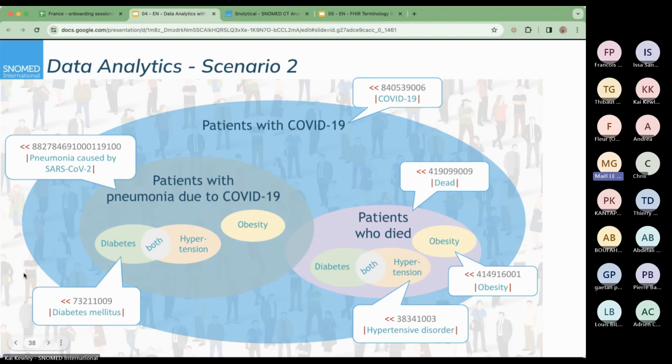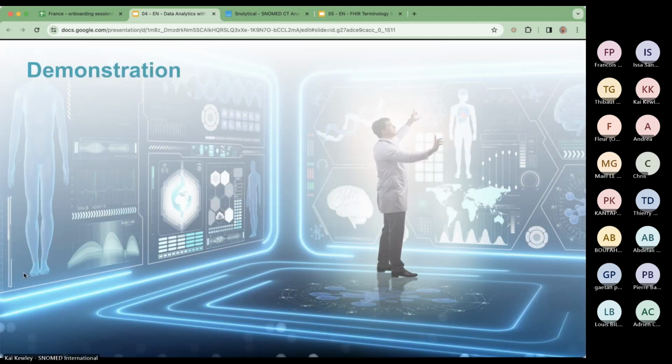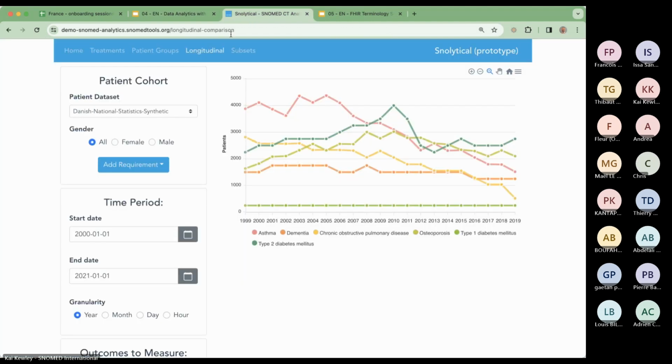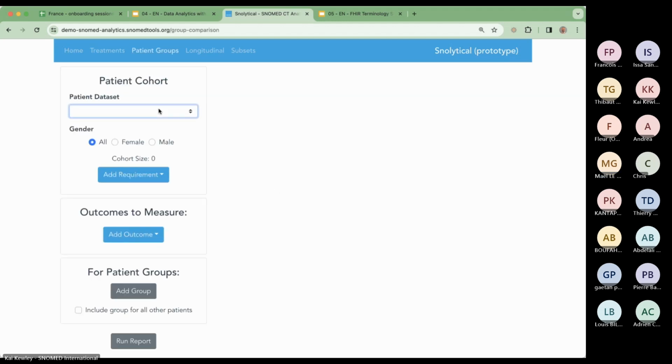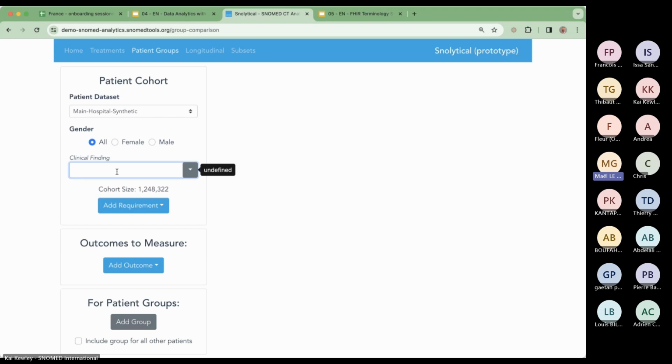So we're going to do that now in the analytics tool. So this is the second function of the analytics tool, the patient group comparison, identifying patient groups who are particularly vulnerable to some condition. We've got another synthetic data set. It's just over 1 million patients. We're not interested in all of them for this cohort. We want the patients who have got COVID detected.